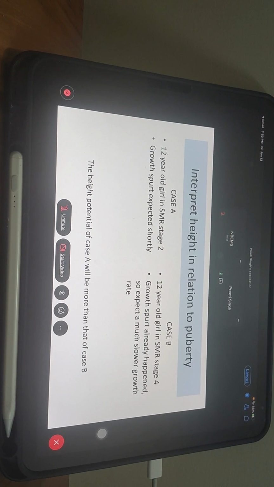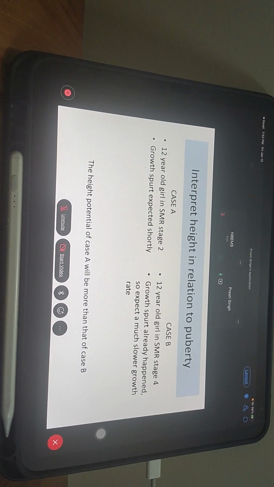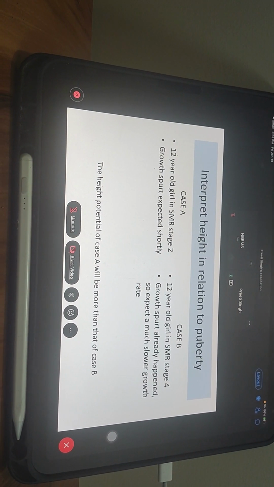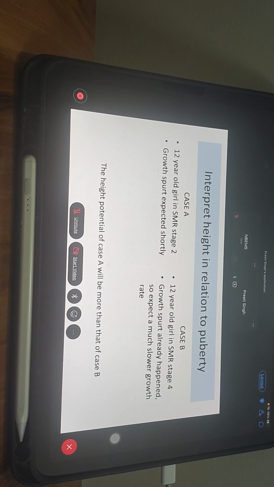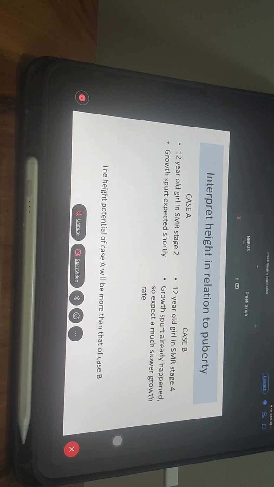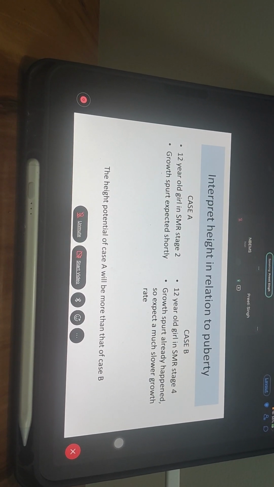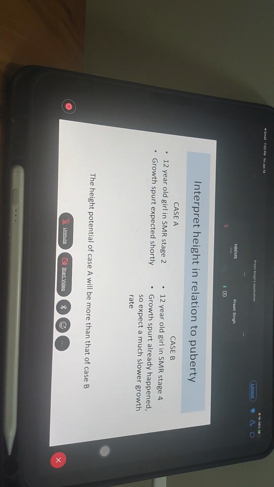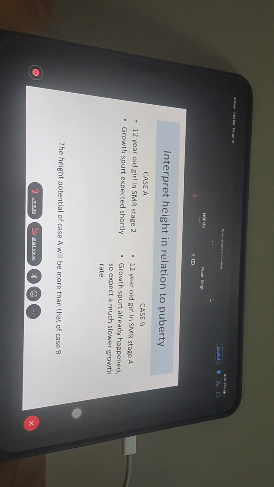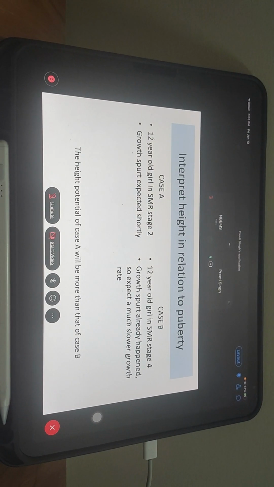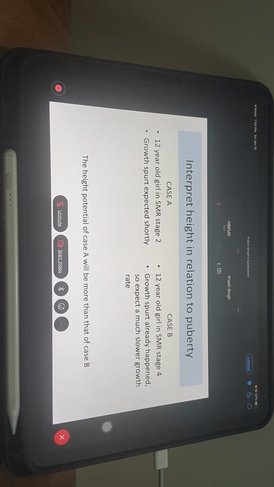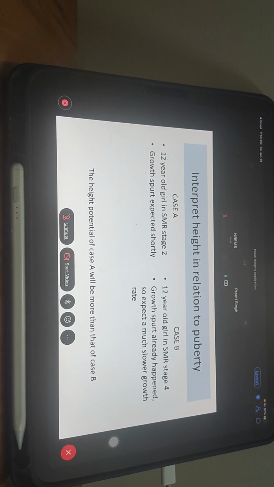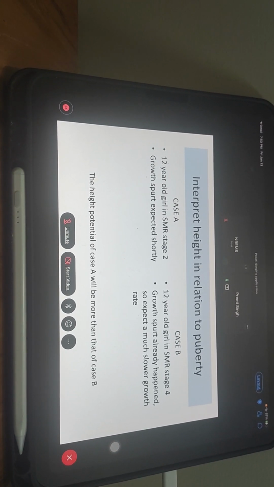So the one who is in SMR stage 2, we know that a growth spurt is expected shortly. So whatever height the child has at 12 years of age, the child is now bound to experience the growth spurt. Obviously, the height potential would be more in case A as compared to case B. Why? Because in case B, the growth spurt has already happened because the girl is in SMR stage 4. So whenever we are seeing patients in OPD practice and evaluating the height, make sure that you note down the SMR stage of that particular child, because the height potential of that child will depend upon the pubertal stage.